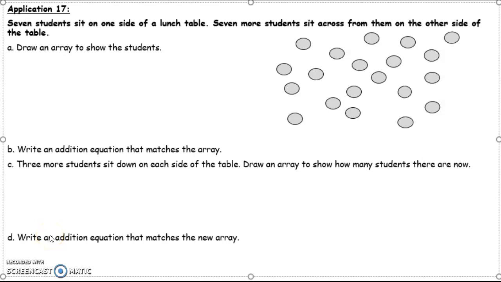Today is April 13th, 2020, and today we will be working on application 17. It reads: 7 students sit on one side of a lunch table. 7 more students sit across from them on the other side of the table. Pause this video and draw an array to show the students.